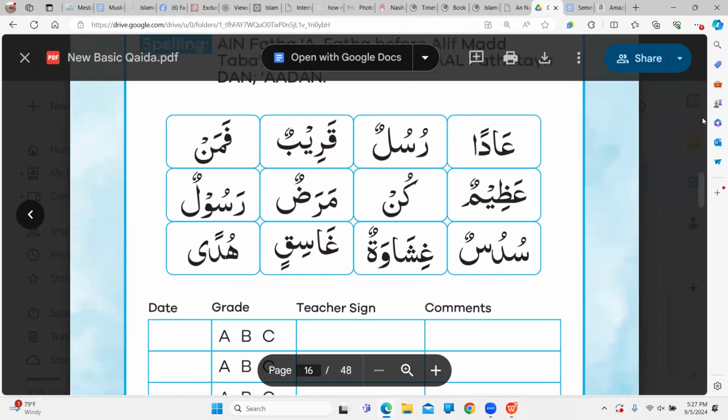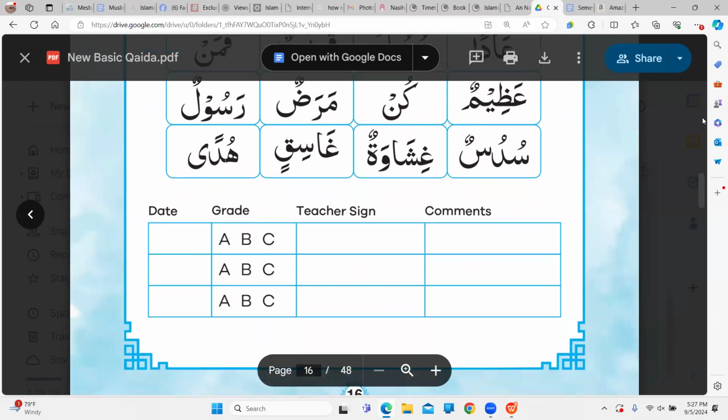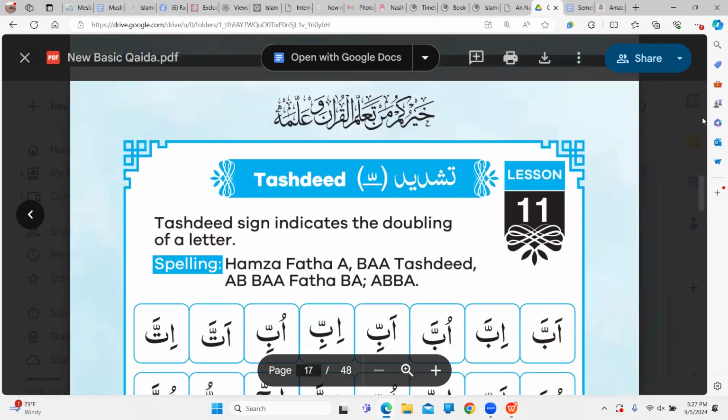So here, if you want to take more time, give more examples, just make sure we don't move on before they understand. Okay, this is sukun, this is tanween. Sukun, tanween. Sukun means the noon sukun. Okay, now coming back to tajdeed.